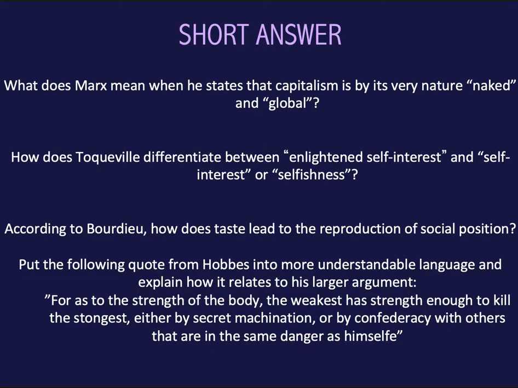Short answers. Again, these directly tell you to do something, right? Question 1. What does Marx mean when he states that capitalism is by its very nature naked and global? 3 to 4 sentences answering this question. Probably 2 sentences explaining what he means by naked, 2 by global. You might even be able to answer this one in 2 sentences. It would be a little bit difficult to get full credit, but it's possible. So I'm directly saying what I want you to do.